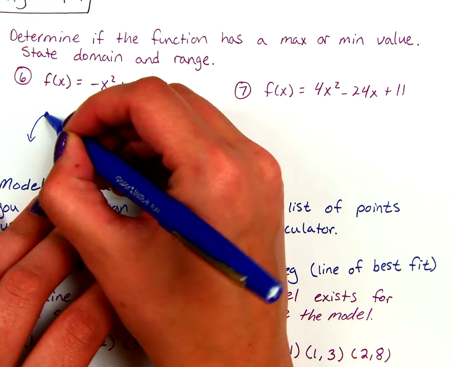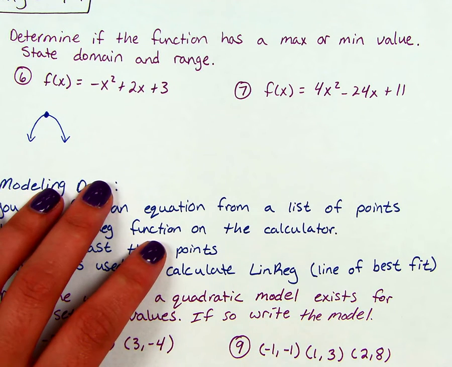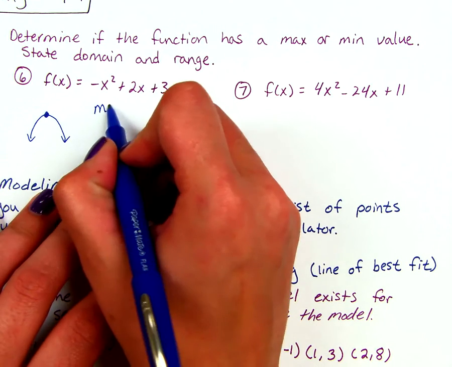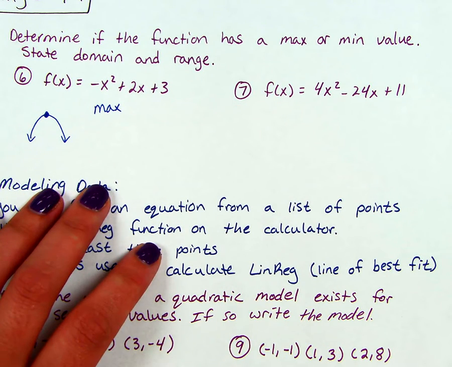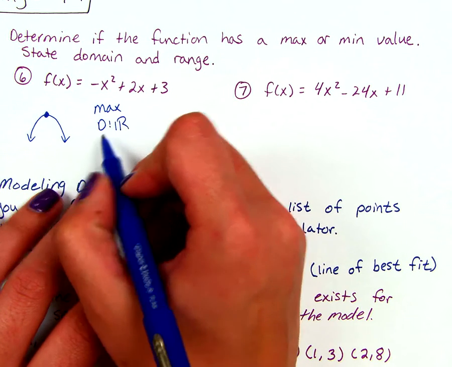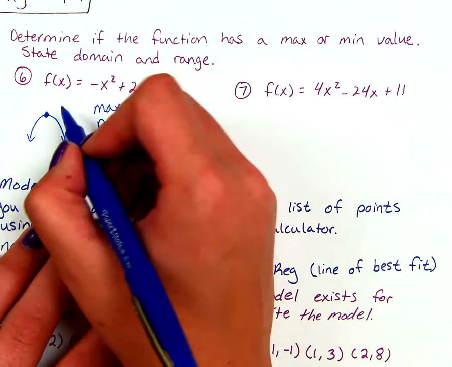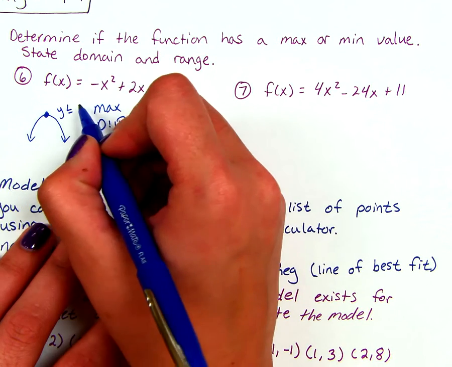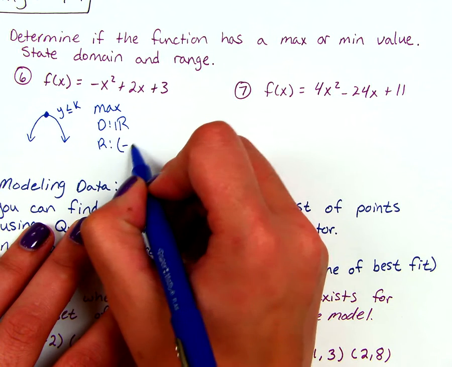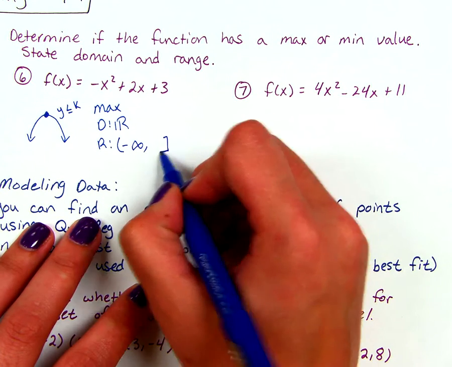So our vertex is going to sit up here. So that means that we have a maximum. And then our domain has to be all real numbers. And then our range is going to be y is less than or equal to, and then whatever our k value is. So it's going to go from negative infinity up to whatever that k is.